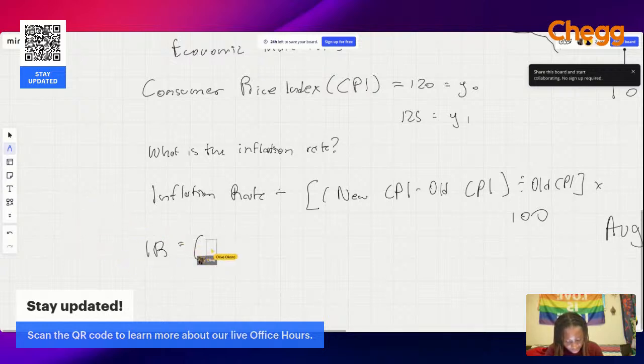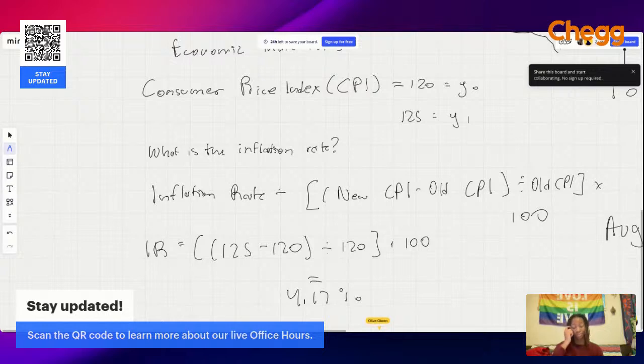that's a parentheses. It's going to equal 125 minus 120 divided by 120, because that's the old one for year 0, times 100. And that whole equation is going to equal 4.17. And that is the inflation rate that happened from last year to this year. So let's say all prices went up by 4.17. That's not usually the case because there's a lot of prices, but still, let's say that happened, right? Okay.